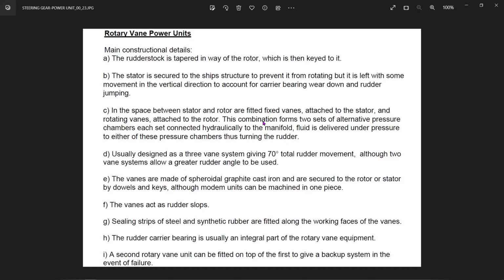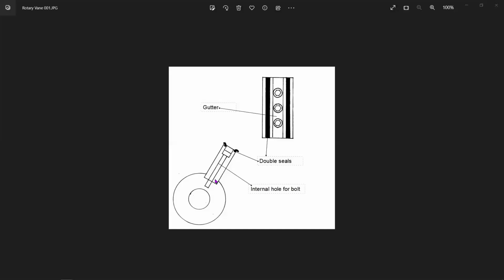See, how is this connection between the rotor and the stator, the fixed and the moving vanes? I'll just show you. Just give me a second. So you see, this is the rotor. Along with the rotor, this is the rotary vane which you're having here. This is the forward side of the rotary vane.